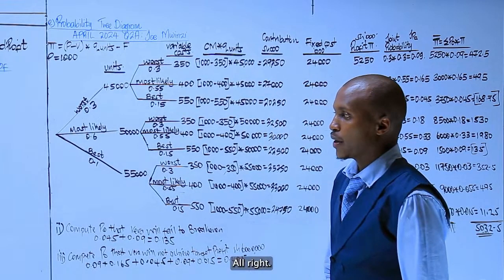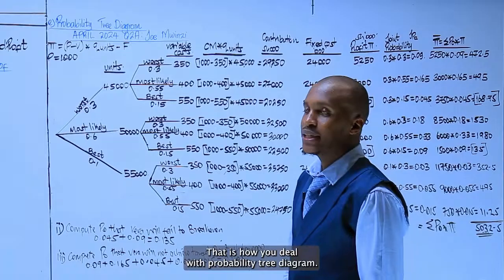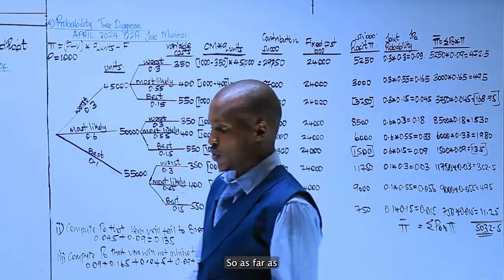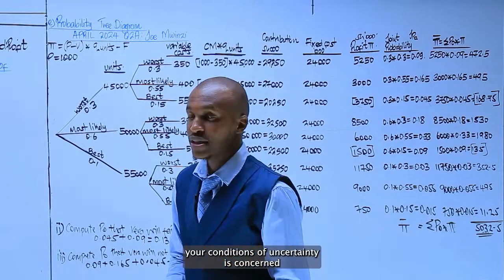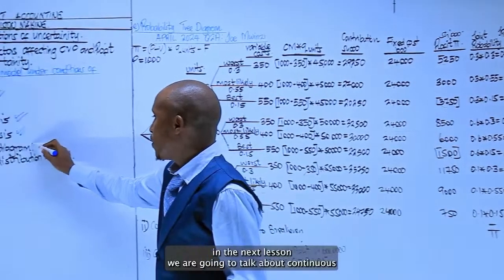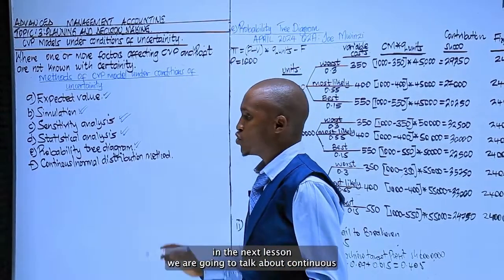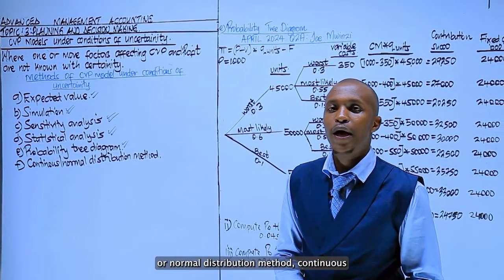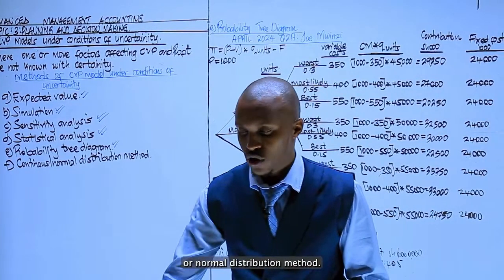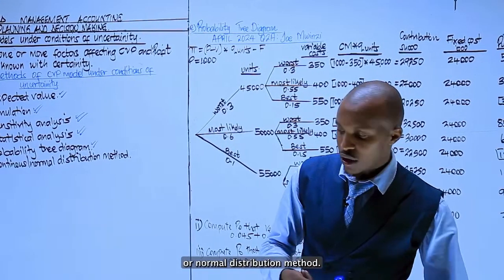All right. That is how you deal with probability tree diagram. So as far as your conditions of uncertainty is concerned, in the next lesson, we are going to talk about continuous or normal distribution method.